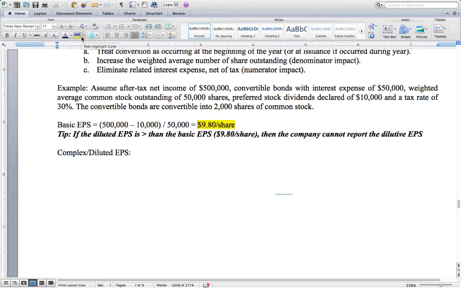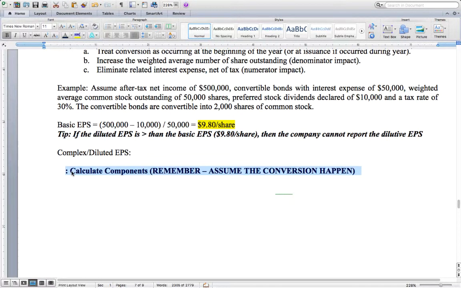And there's a tip there: if the diluted EPS calculation is greater, then you will not report it in the financials. You will only report the basic earnings per share, because these securities are not actually dilutive to your EPS. So similar to above, we're going to break this into steps. Your first step is to calculate the components of the EPS calculation. Remember, you must assume the conversion has occurred.